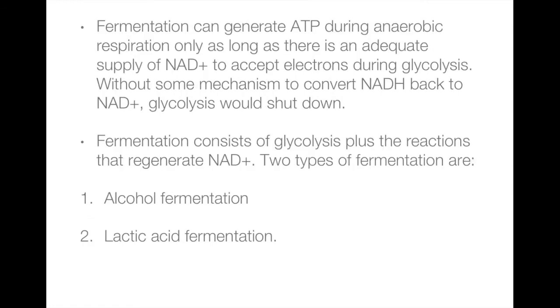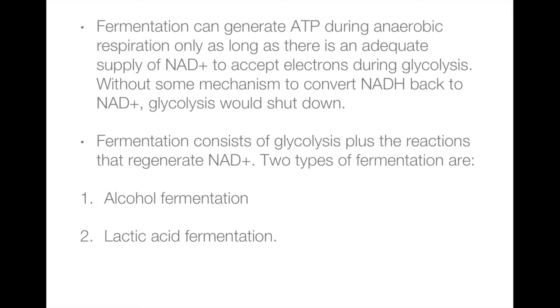Fermentation can generate ATP during anaerobic respiration only as long as there is an adequate supply of NAD+, the oxidized form of NAD, to accept electrons during glycolysis. Without some mechanism to convert reduced NAD back to oxidized NAD, glycolysis would shut down. Fermentation consists of glycolysis plus the reactions that regenerate NAD+, the oxidized form of NAD, in order to be ready to accept electrons.